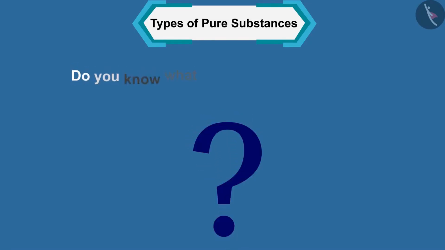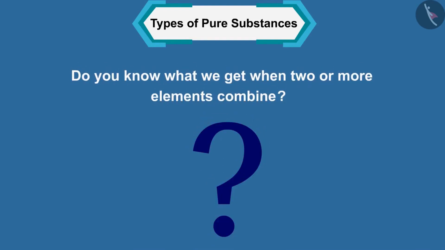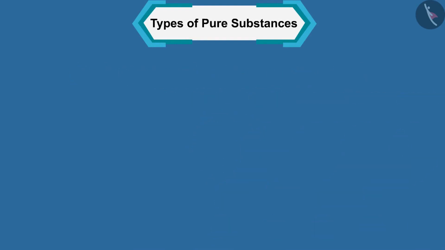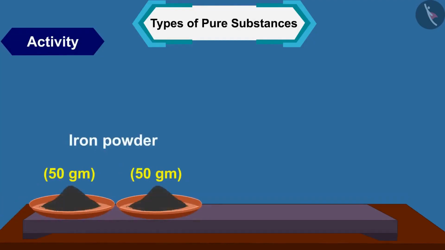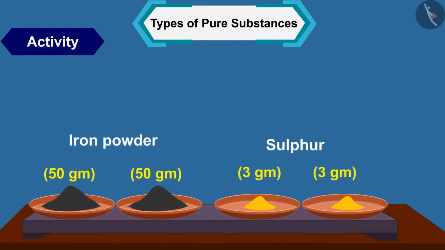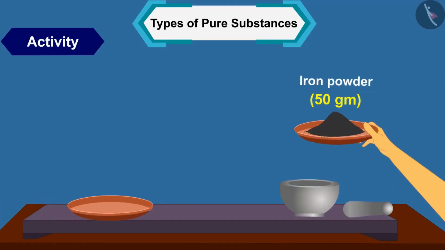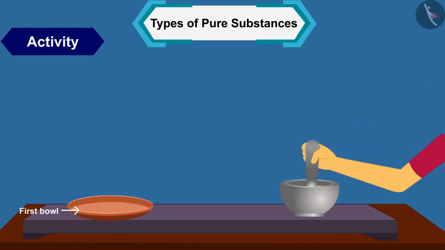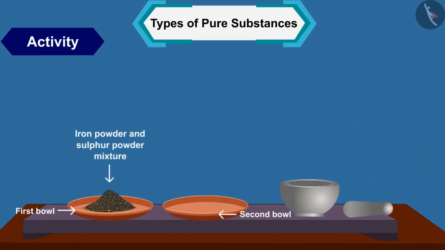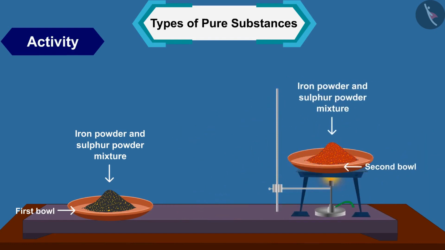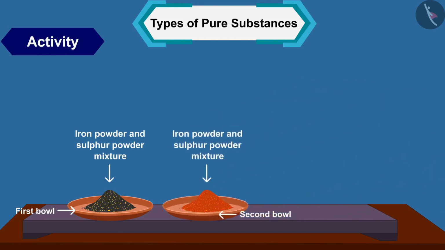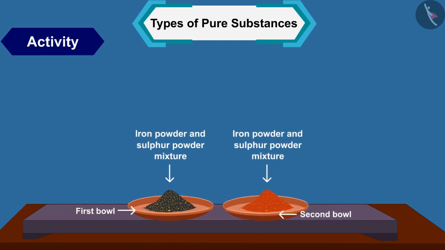Friends, do you know what we get when two or more elements combine? Let us understand this by an activity. Take 50 grams of iron powder and 3 grams of sulfur in 2 separate ceramic cups. Now mix iron powder and sulfur powder in the first bowl, and in the second bowl, mix iron powder and sulfur powder. Heat the mixture until it becomes red at high heat. Now remove the flame and allow the mixture to cool.